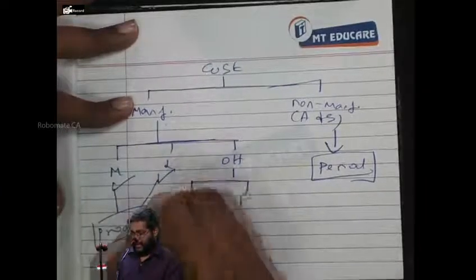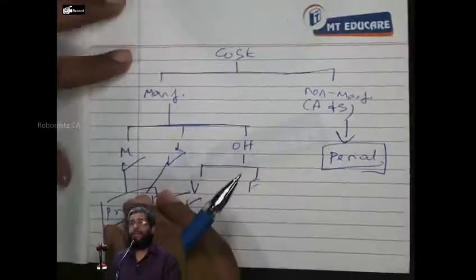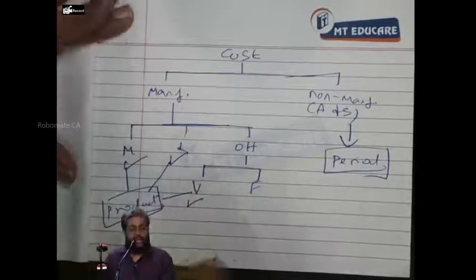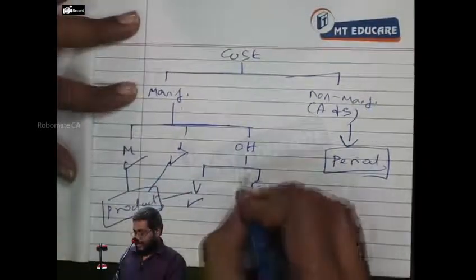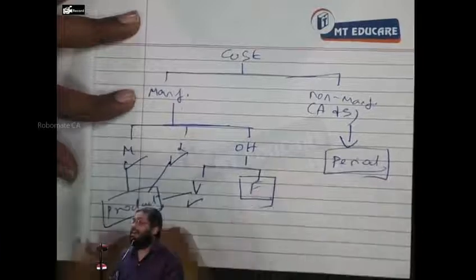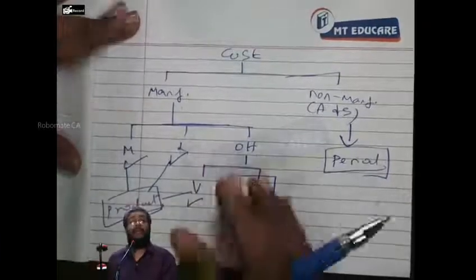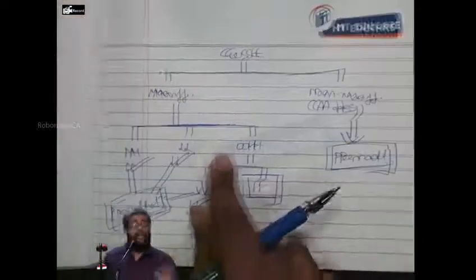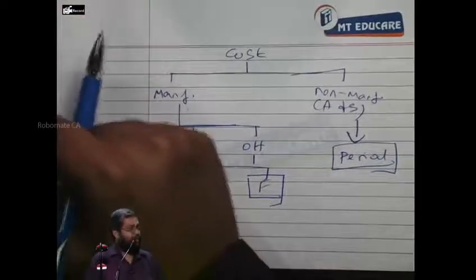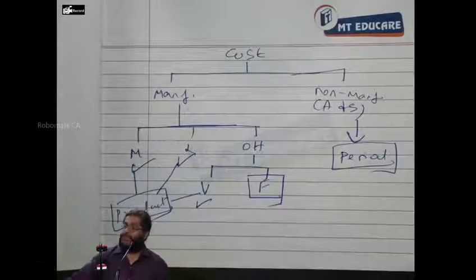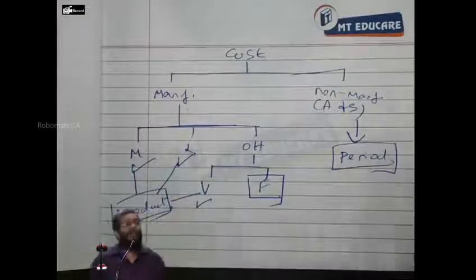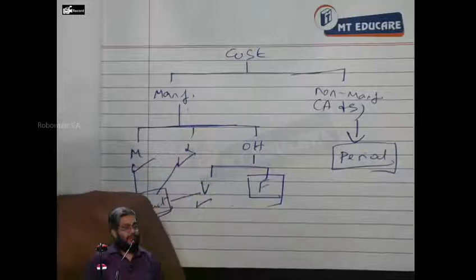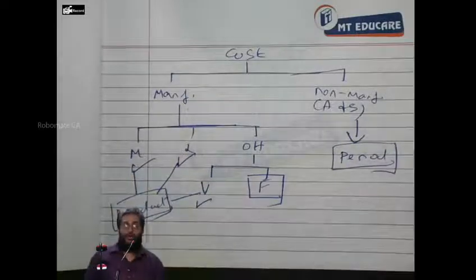Material, labor and variable overheads are product cost. There will always be concern for stock valuation. The controversy is regarding fixed manufacturing overheads. Is fixed manufacturing overhead to be considered to value my stock or should it not be considered? That is the issue for discussion here.